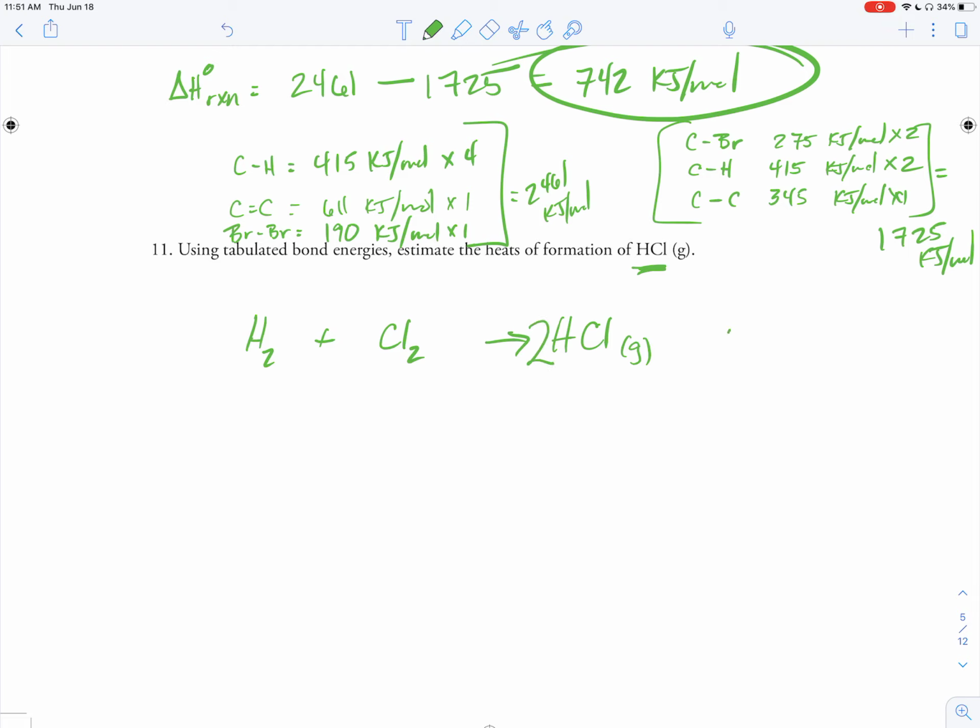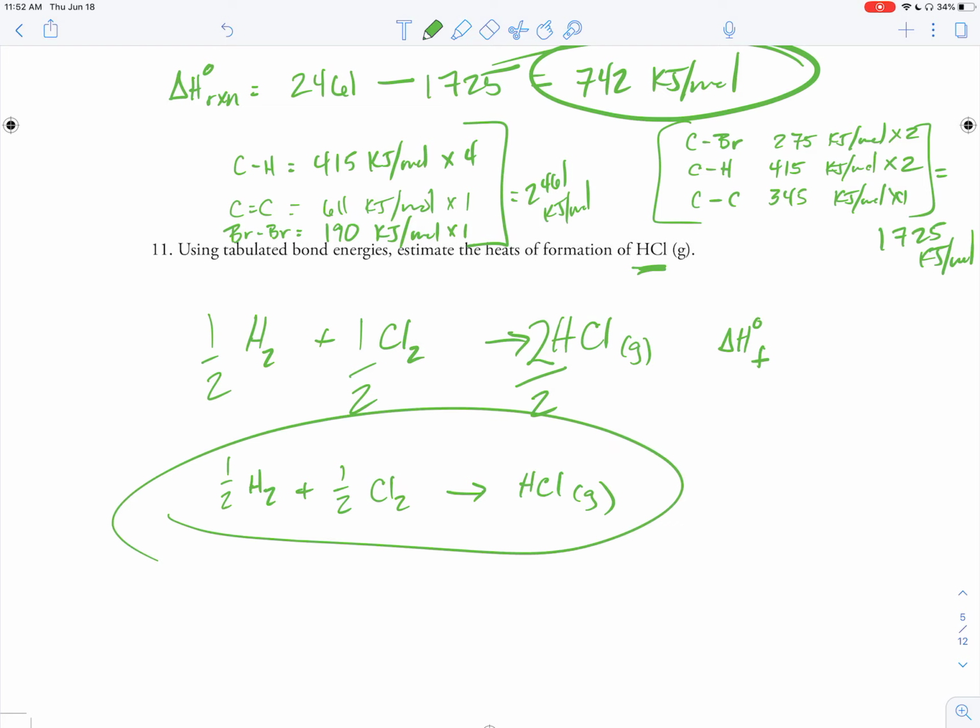But remember, delta H naught of formations for substances are per mole of that substance. So we can't put a 2 there. We have to divide it by 2, divide it by 2, divide it by 2. So the real way to write this equation is 1/2 hydrogen plus 1/2 chlorine yields 1 HCl. So this is the proper way to write that.